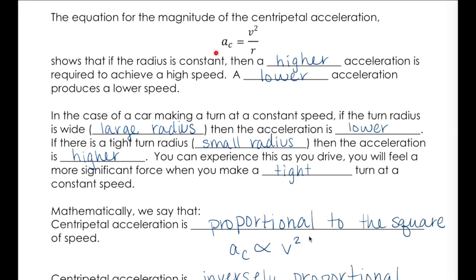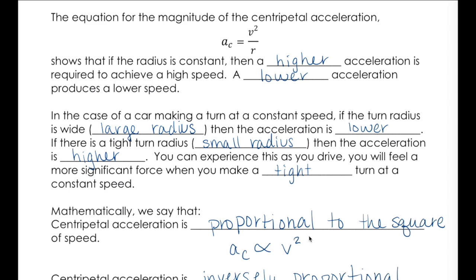Moving on, looking at the equation for the magnitude of centripetal acceleration. They gave it to us here again: a_c equals velocity squared divided by radius. Higher accelerations would require higher speeds, and lower accelerations would produce lower speed of the object. In the case of a car making a turn at a constant speed, if the turn radius is wide, meaning a large radius, then the acceleration is lower, compared to a tight turn with a small radius, where the acceleration is higher.